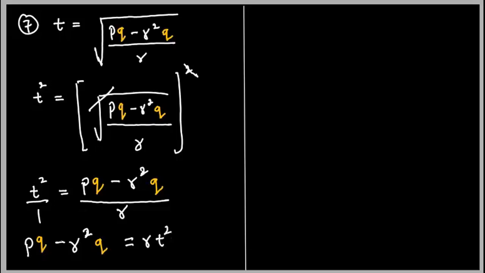So what can we do here next? We want to find Q. To find Q, let's factorize on the left hand side. Since Q is common, let's get Q out and put the rest in brackets. PQ divided by Q is P, minus R squared Q divided by Q is just R squared.